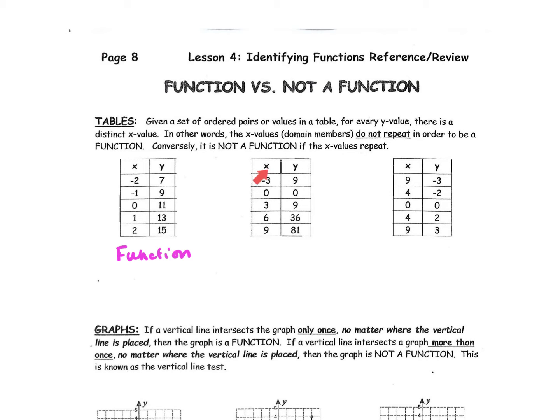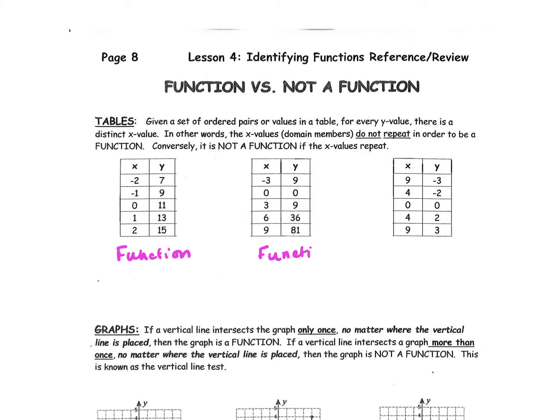So we're going to do the same thing for the second table. We're looking for any numbers that repeat. Again, negative 3 and positive 3 are not repeating. So I don't see anything that's repeating. So this one is an example of a function.